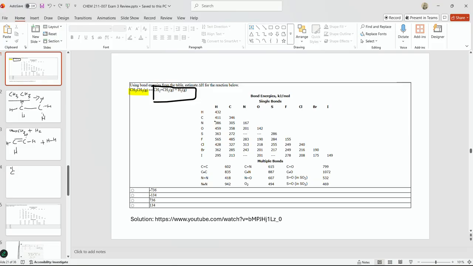We have 1168, and we have a double bond of carbons, right? So you said earlier, what was the answer for this one? It is 602. What about hydrogen to hydrogen? 432.